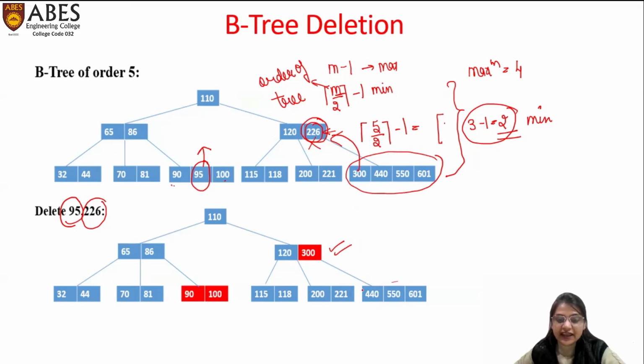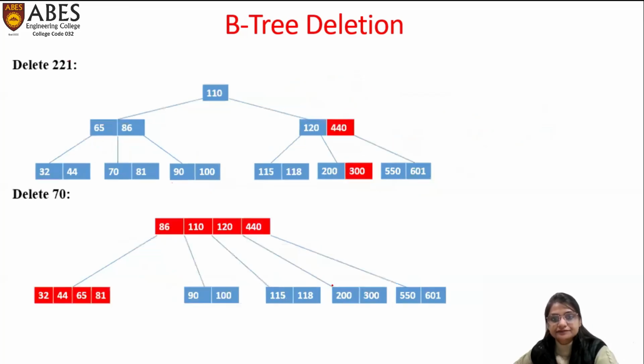Okay. In the next case, we have to delete this 221. If I want to delete this 221, then again this node will have 1 value only after deleting this. So it should have 2 values. Then this 300 will be shifted here, and its 440 will be shifted here. So the tree structure will be like this. It means 300 has been shifted here, and 440 from the bottom has been shifted to the top value, or to its parent.